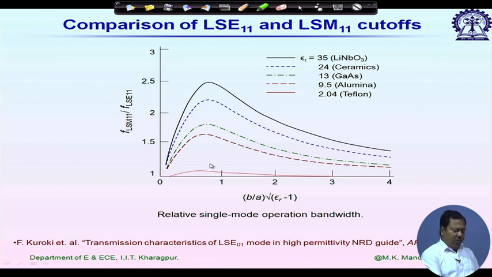So, if we want to excite this structure only in that mode, we have to choose the dimensions b, a and epsilon r accordingly. But in practice people prefer LSM mode. Why? It has lower loss compared to LSE mode.